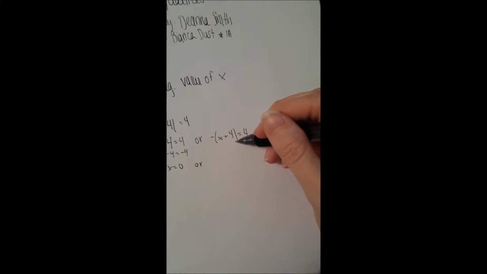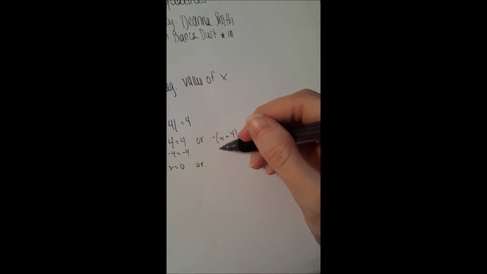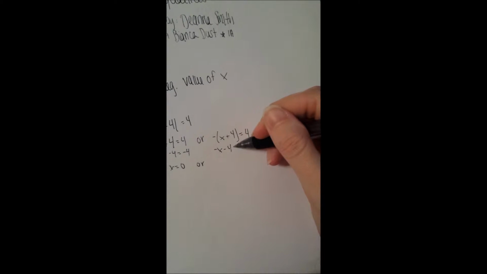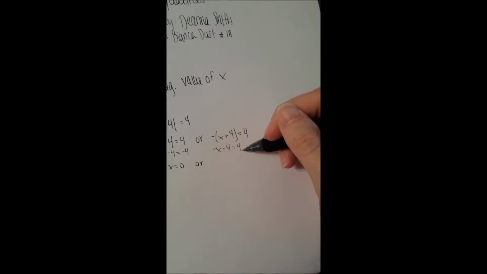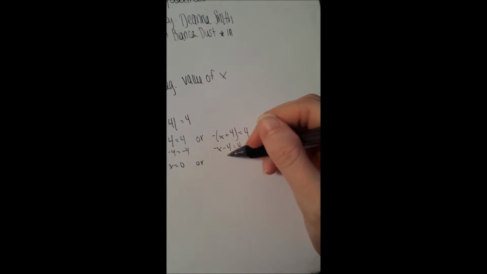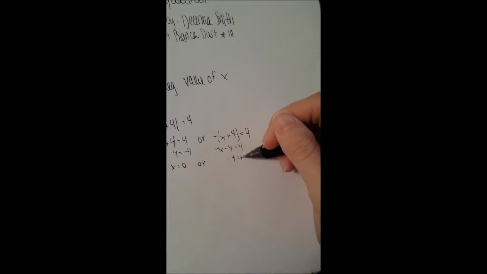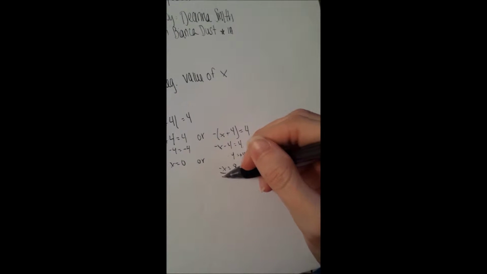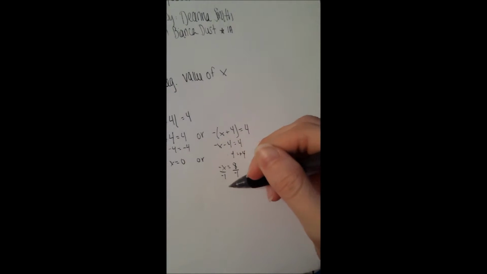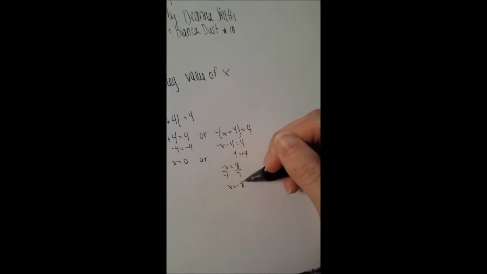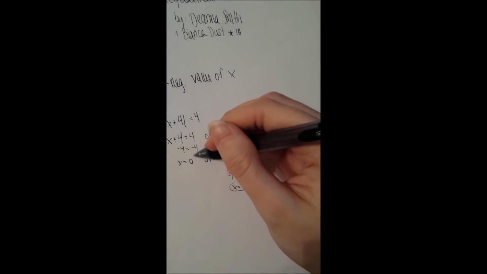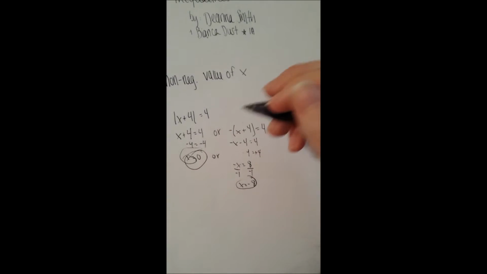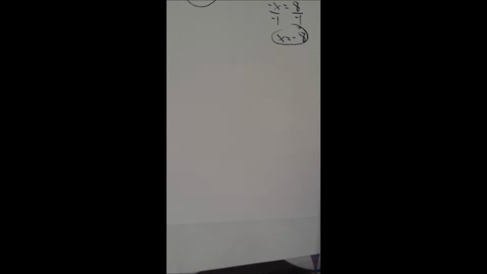On the other side, you'll have a negative outside your quantity, x plus 4. So you'll have negative (x plus 4) equals 4. Then you can distribute your negative 1 to both terms within the quantity, so you'll have negative x minus 4 equals 4. Then you can add 4 to both sides, so you'll have negative x equals 8. Finally, you'll divide by negative 1 to get your final answer, x equals negative 8. Therefore, your answers for this problem are x equals 0 and x equals negative 8.